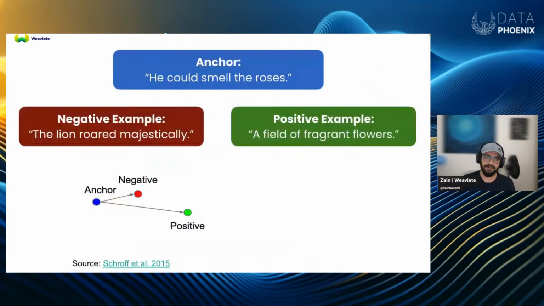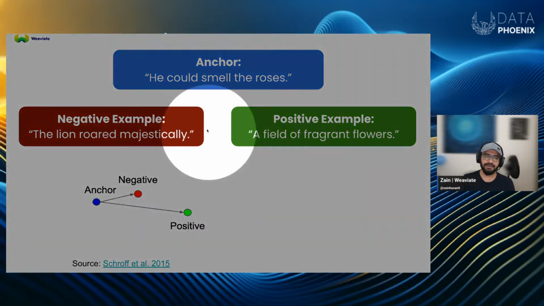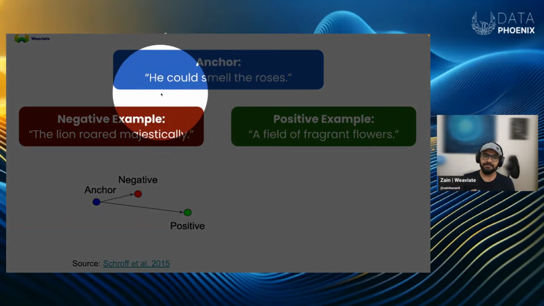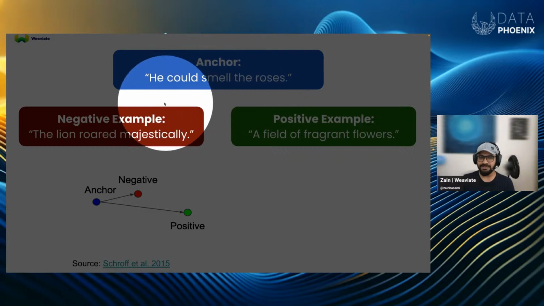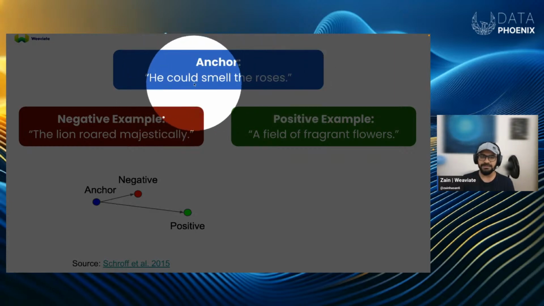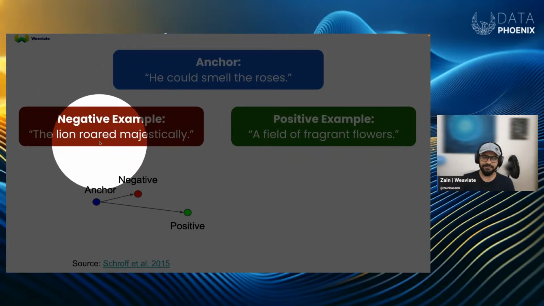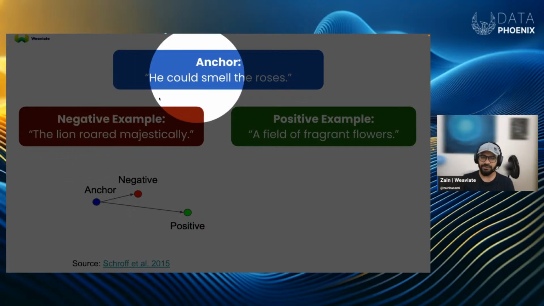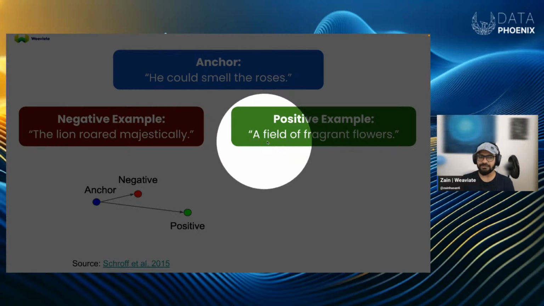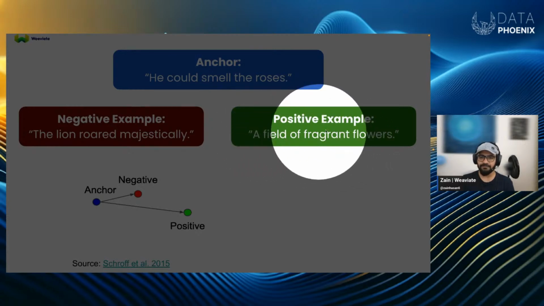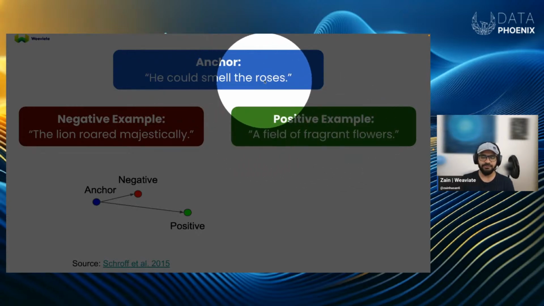And so typically how you have to set this up is by creating lots and lots of points where this could be the anchor point. So this is a random example from your data set. It says he could smell the roses. And then you choose a negative example, something that's very dissimilar. The lion roared. This has nothing to do with the top anchor. And then you create a positive example, right? So this is something that is similar. So a field of fragrant flowers is similar to he could smell the roses, right?